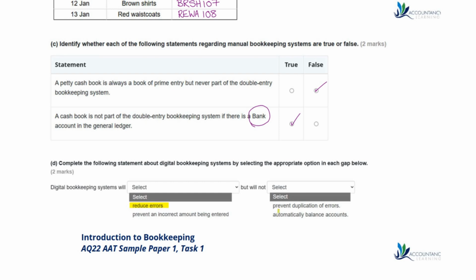But it won't prevent duplication of errors. It means the error could happen again because the digital bookkeeping system won't necessarily prevent that from happening. Automatically balance accounts, well, the digital bookkeeping system will do that. It's one of the benefits of having it digital rather than manual. And that brings us to the end of Task 1.